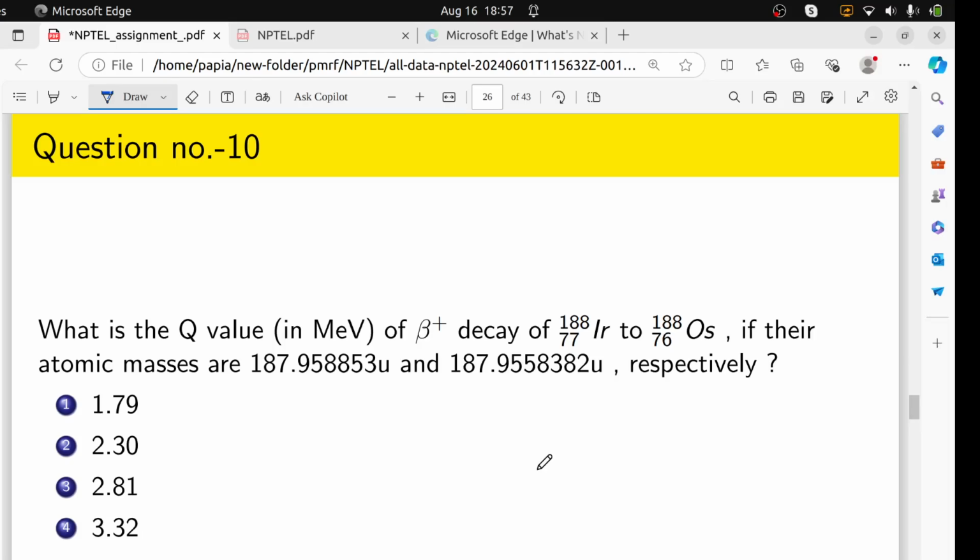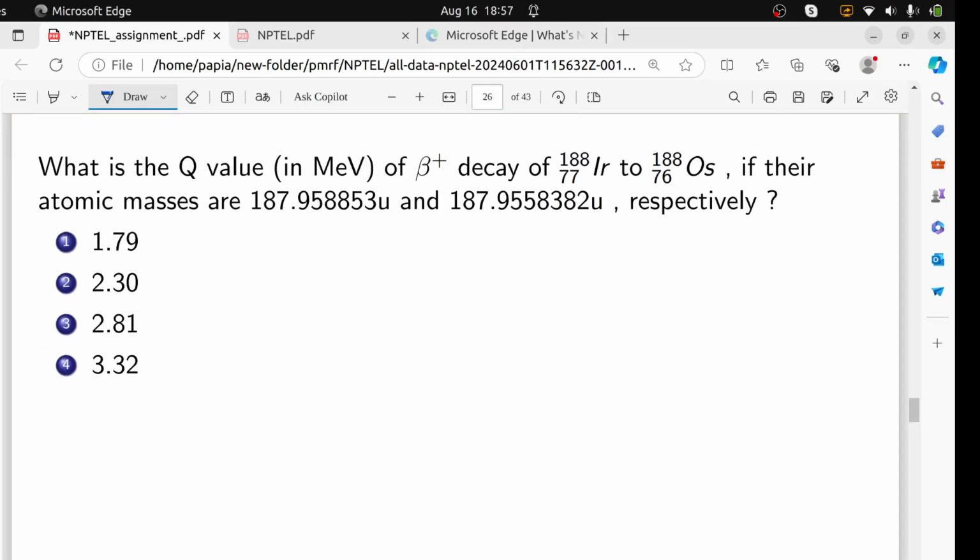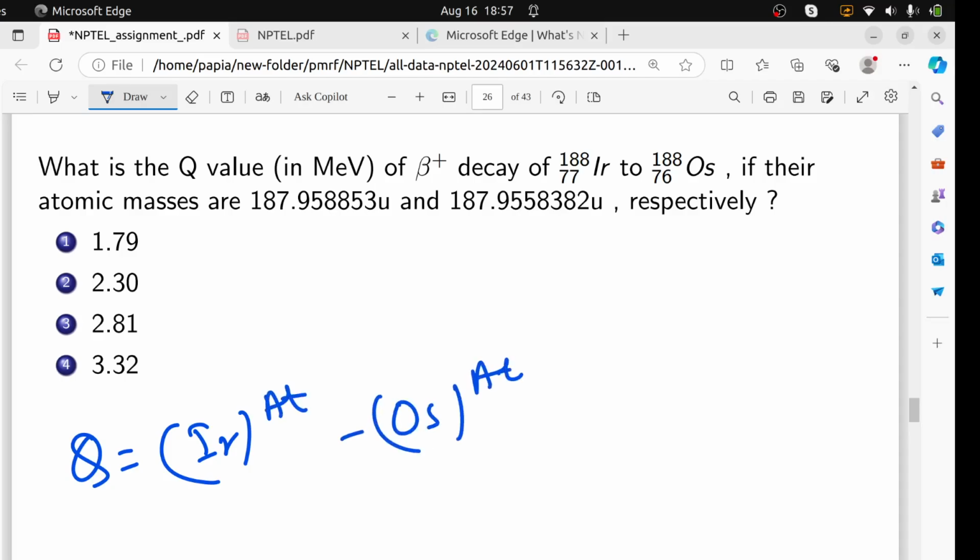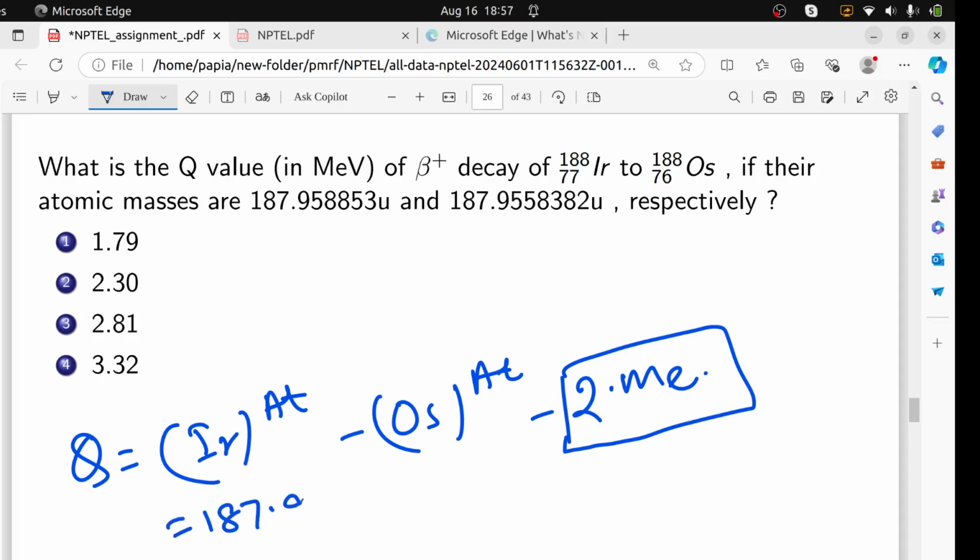What is the Q value of beta plus decay of AT? Okay, exactly similar. So what we'll do? We'll just write the expression and after that we'll calculate, right? So the Q value will be the mass of At minus the mass of Po minus 2 into me. Just remember, I told you so many times, just remember that 2 me factor. Okay, fine. So this is simply mathematics.